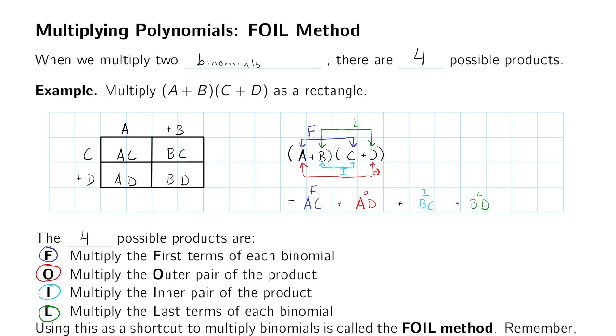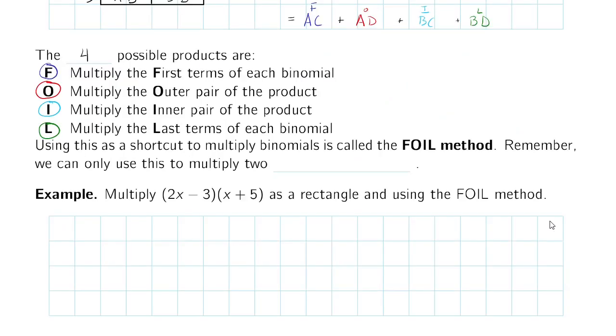Instead of drawing out the rectangle, we can use this mnemonic device, FOIL, which spells the word foil. We can use this to keep track of the possible pairs of terms when we're multiplying 2 binomials. Remember that we can only use this for 2 binomials, however. If we have more than 2 terms, there are more than 4 possible pairs. So there are going to be more than 4 terms in our product, and so we need more than 4 steps.